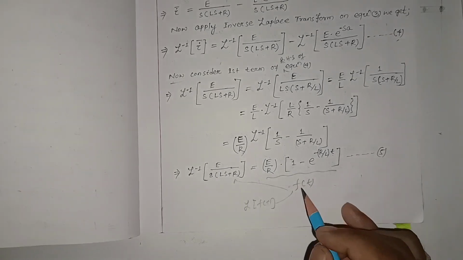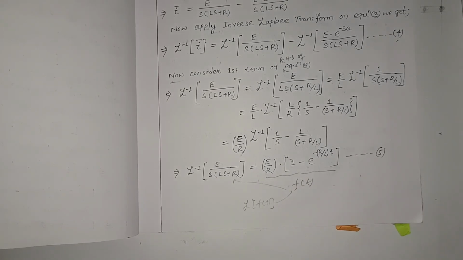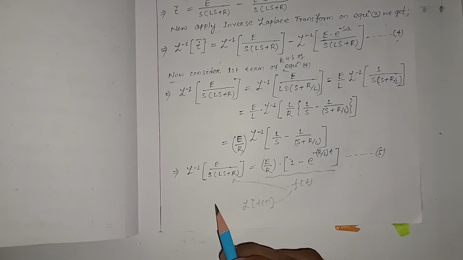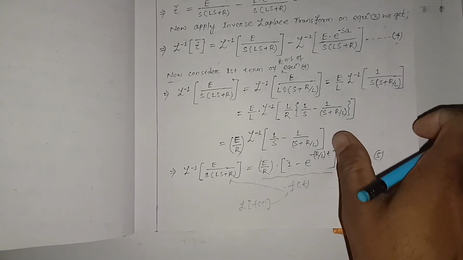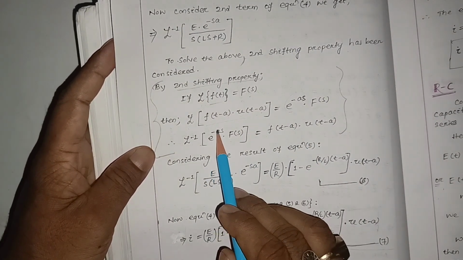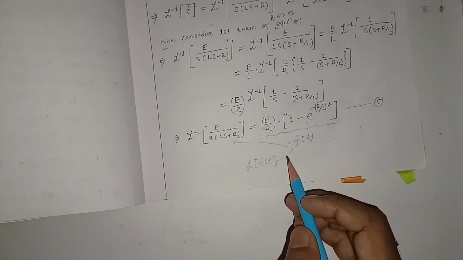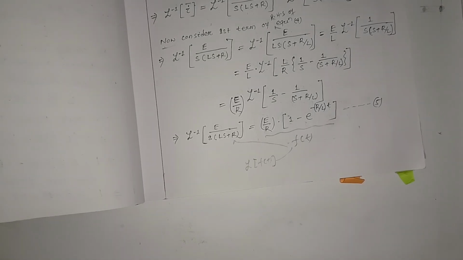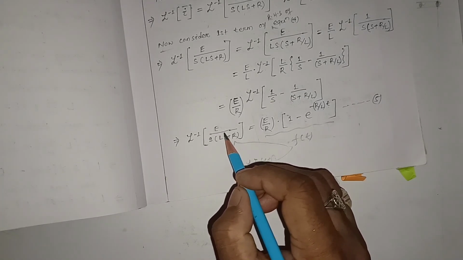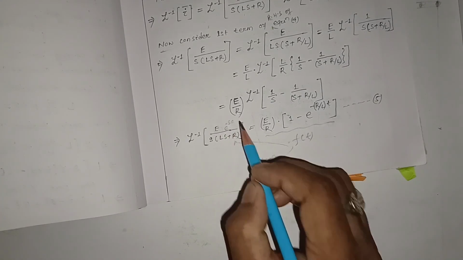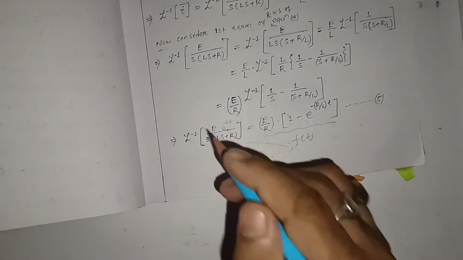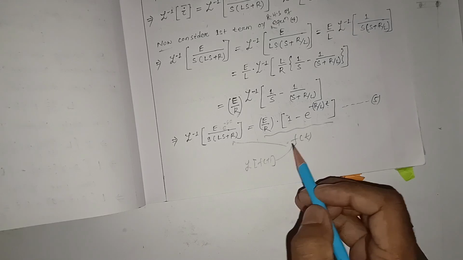Now if I multiply e to the power minus sa with this, using the second shifting theorem, e to the minus as into F of s, if I multiply e to the minus sa, then how much will the answer be?